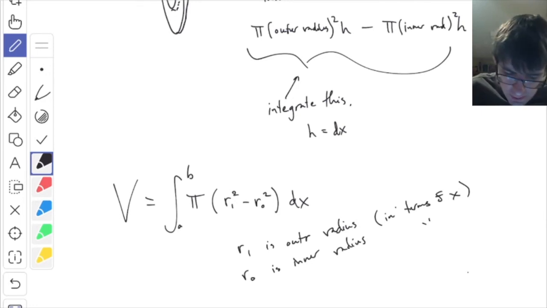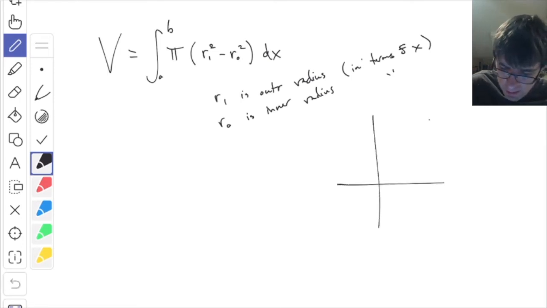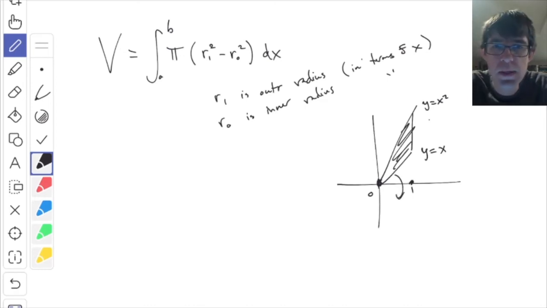So let's see if we can do this in our example. Any questions about the setup here? It's a more complicated idea, but really the formula that results is not much more complicated. You've just got to subtract the two radii instead of just having the one. So our example was this, where this is y equals x, this is y equals x squared, right? And I said I wanted to go from 0 to 1 here. This is the shape which is being revolved around the x-axis.